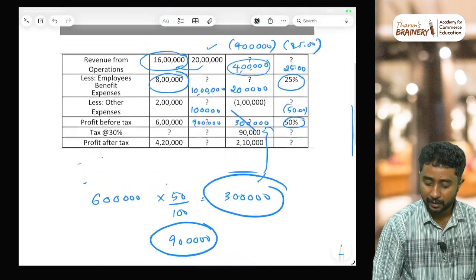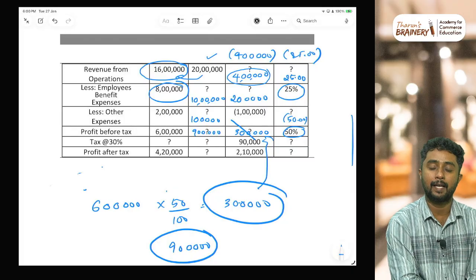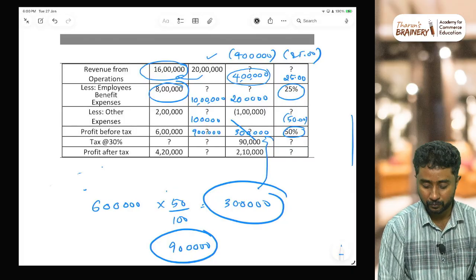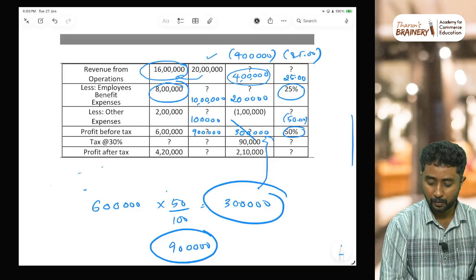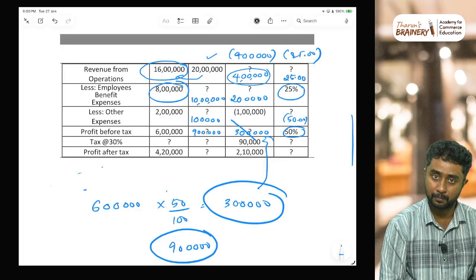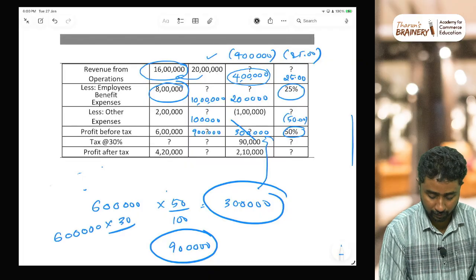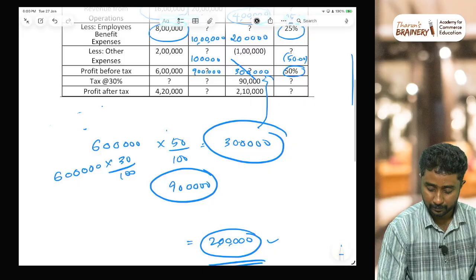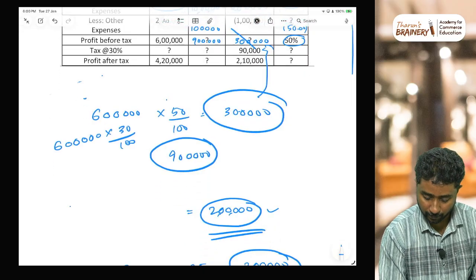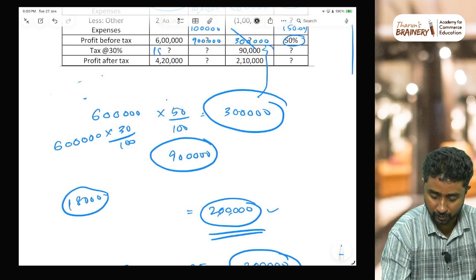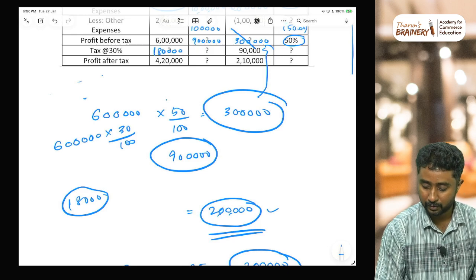Next is tax at the rate of 30 percentage. On which value are we calculating tax? As I mentioned earlier, obviously on the profit before tax only you are calculating 30 percentage. So 6 lakh is the profit before tax for the previous year. So 6 lakh into 30 percentage, how much will you get? 1,80,000. So first it will be 1,80,000.